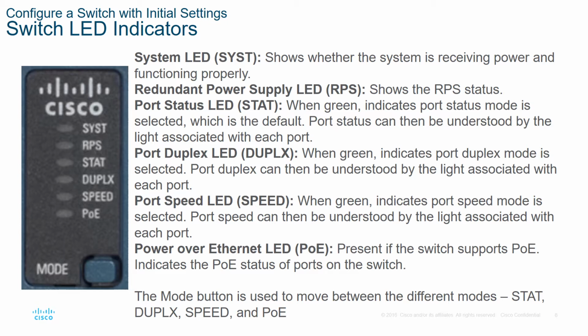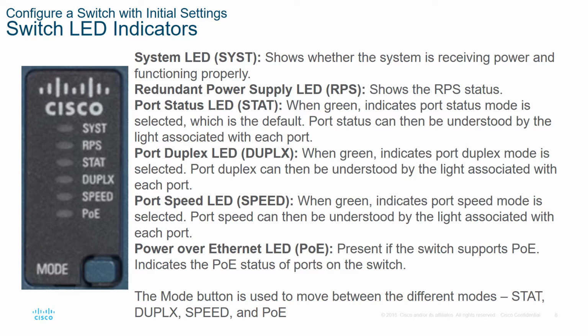The port speed LED represents the speed of the port. A port can be configured at different speeds. For example, it can be configured at 10 Mbps, 100 Mbps, or 1000 Mbps. So how do we identify at which speed the port operates? For that, we can use the port speed LED.